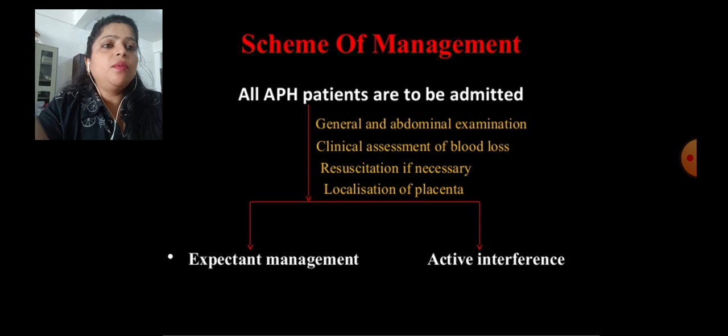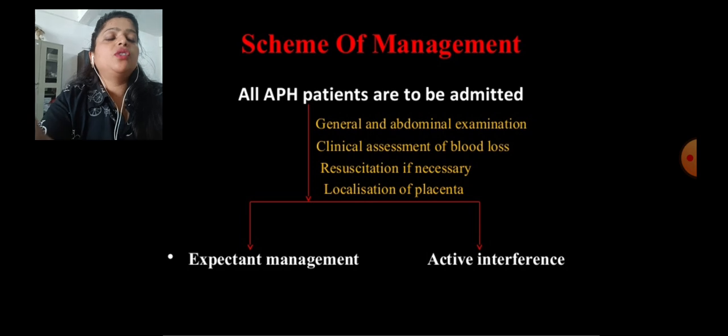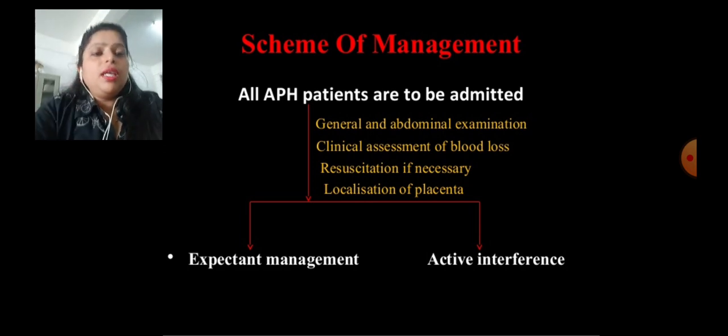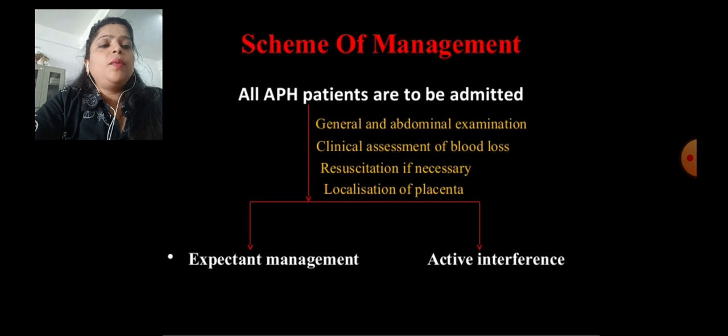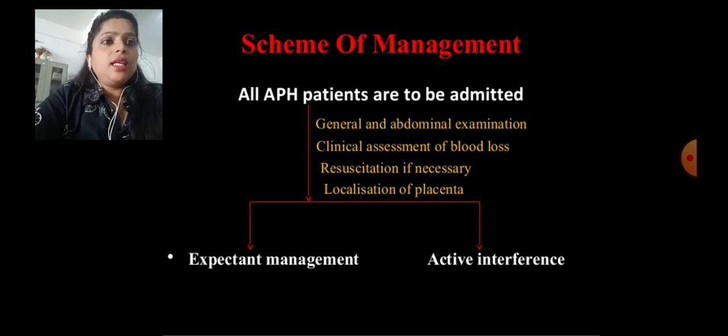So what are the points that we have to keep in mind? First one is general and abdominal examination. As soon as we see the patient, we can find out through her general appearance how she is looking, how much blood loss has been there, if she is looking pale and so on. Through general examination we can find out. And the second is abdominal examination. Through abdominal examination also we can find out where the placenta is placed.